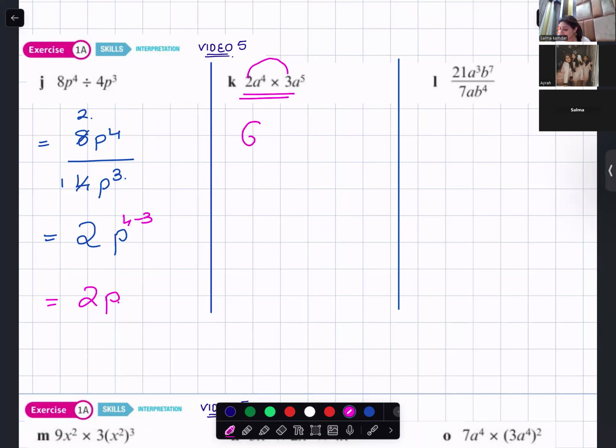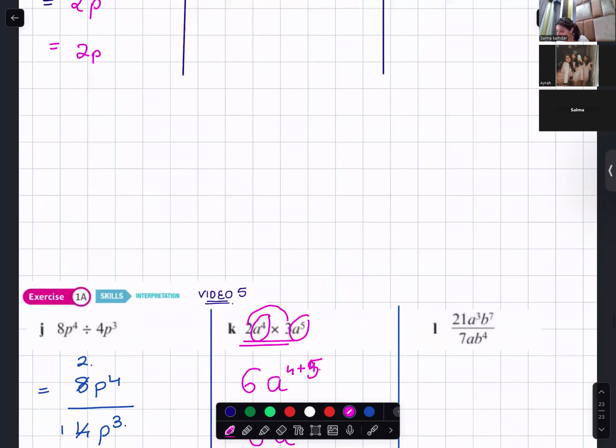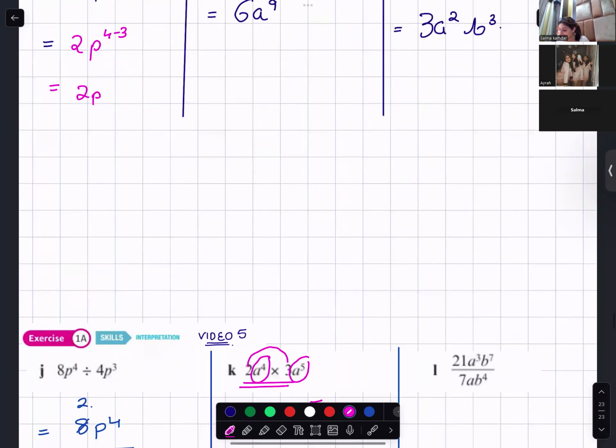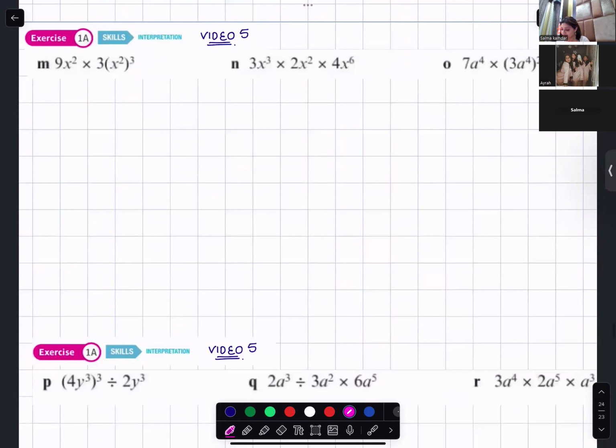Next one, constants separately. So 3 into 2 is 6. Variables separately. Multiplication means addition. So it will be a^4 plus 9. So this will become 6a. How much? 6a^4 plus 5. So this becomes 6a^9. Is it the same one? Yeah, it is the same one, JKL.